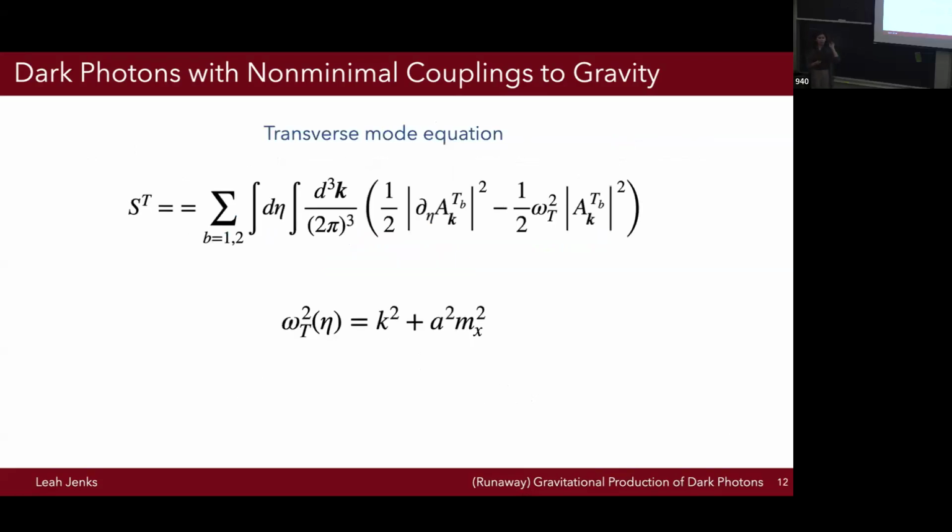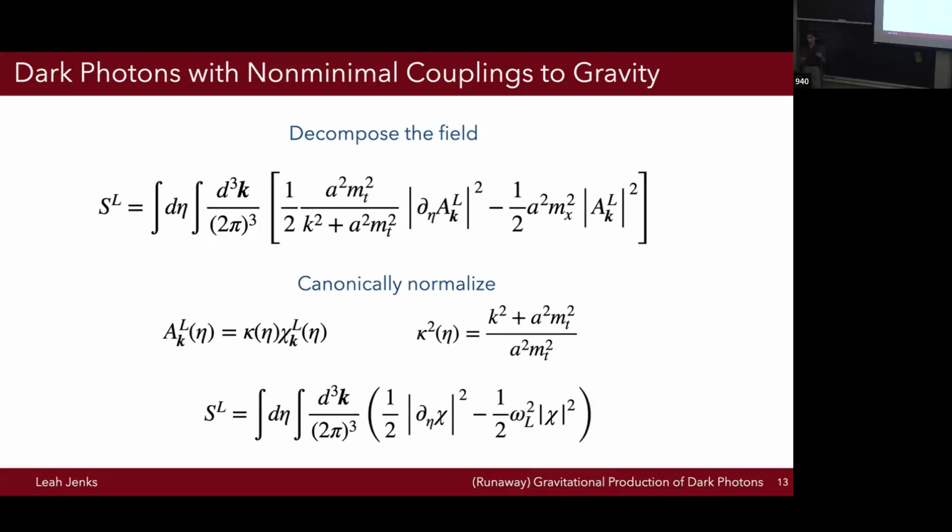Okay, and so we can now discuss, getting back to this question about KICP and the mode functions. This is a massive spin-1 particle, so there are three degrees of freedom: two transverse modes and a longitudinal mode. The transverse mode equation looks like this when you decompose it, where A_T is just the transverse mode of the field, and omega_T in this case can be written as k squared plus a squared m_x squared. So again, dependent on this effective mass. We're going to be less interested in the transverse modes throughout this. All of the interesting physics is in the longitudinal modes, but I just have this here for completeness.